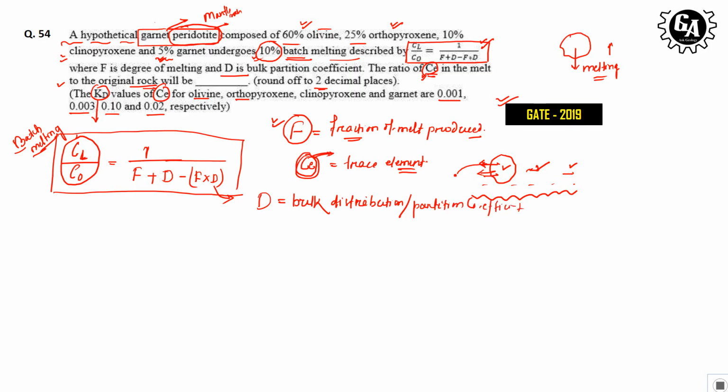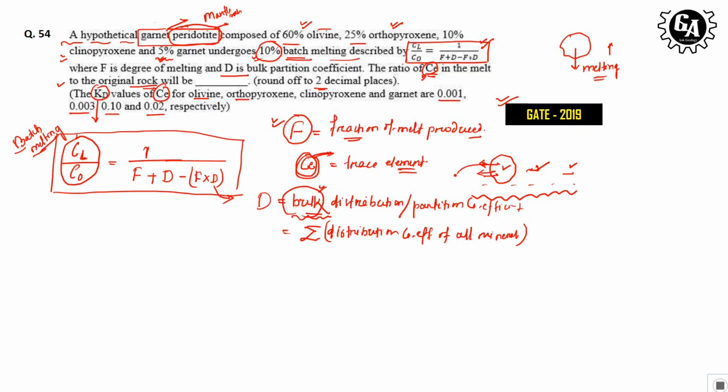Now bulk means in the whole rock, in the whole garnet peridotite, that's why it is the bulk distribution coefficient. So individually, this is the summation of the distribution coefficients of all minerals, and that will be representative of our bulk distribution or bulk partition coefficient.